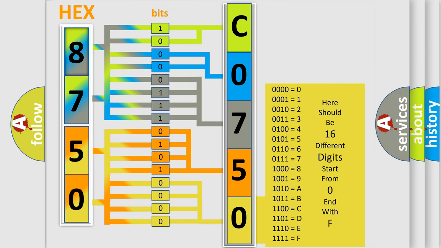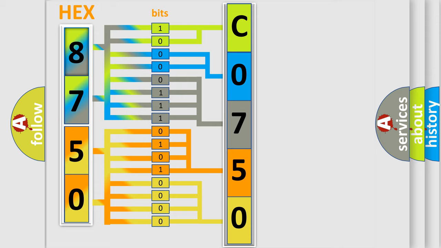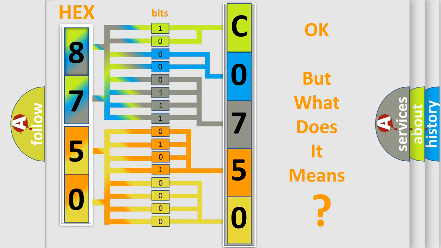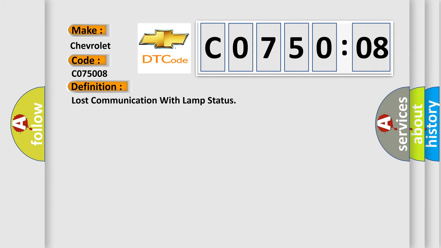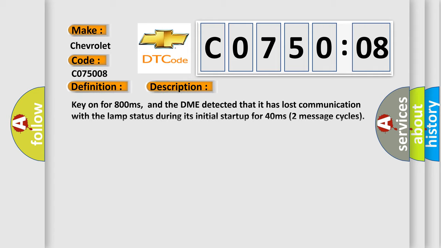We now know in what way the diagnostic tool translates the received information into a more comprehensible format. The number itself does not make sense to us if we cannot assign information to what it actually expresses. So, what does the Diagnostic Trouble Code C0750-08 specifically interpret for Chevrolet? The basic definition is lost communication with lamp status. And now this is a short description of this DTC code.